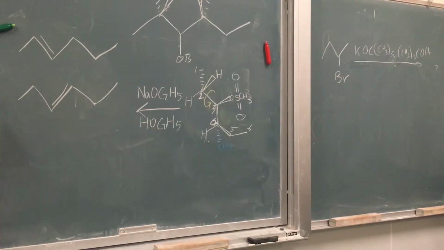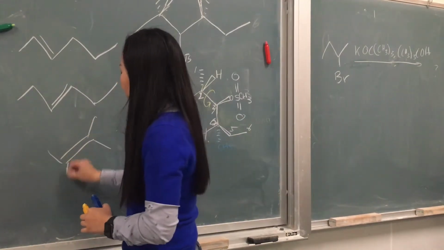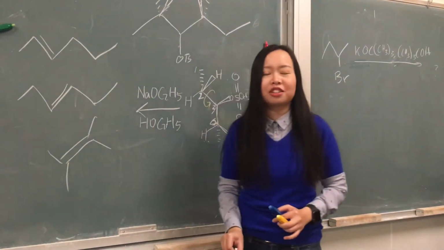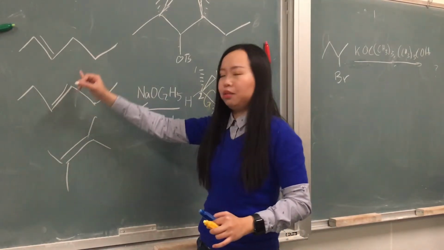But you're not going to be tested on this. I just made this question. Usually if you have been asked a question on either Zaitsev or Hofmann, one of the products is going to be the more substituted alkene that you need to choose. But what would a tertiary substituted alkene look like? So just put more things on. You can have as much as you want. So these two should both exist.